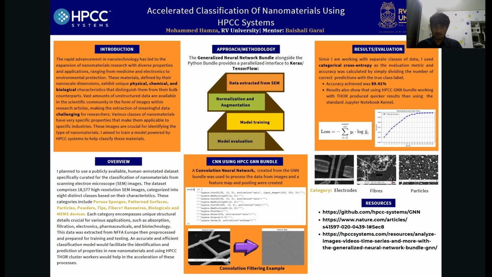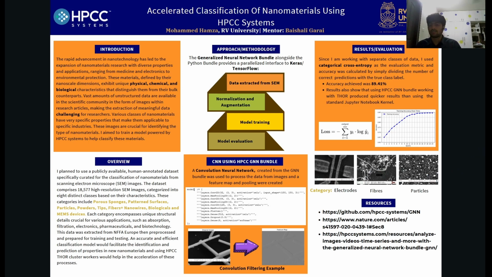Moving on to the overview, I planned to use a publicly available human-annotated dataset specifically curated for the classification of nanomaterials from a technique called scanning electron microscope, or SEM, images for short. This technique basically extracts structural details of nanomaterials at a microscopic level. The dataset comprises 19,000 high-resolution SEM images, which are categorized into 8 different classes based on their characteristics. Some of these categories include porous sponges, powders, tips, biological and MEMS devices. You can see some of these images on the right, and these were taken directly from the dataset.